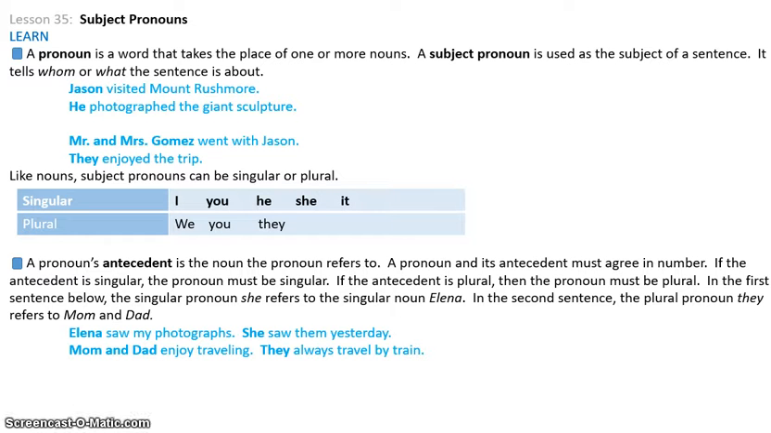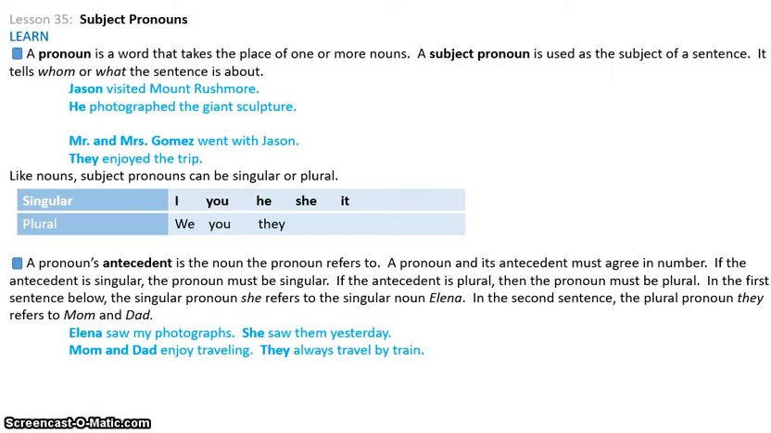Now look at the next one. Mom and Dad enjoy traveling. They always travel by train. They use the subject pronoun they because Mom and Dad are two people. Very easy. I don't think you're going to have any problems over this.